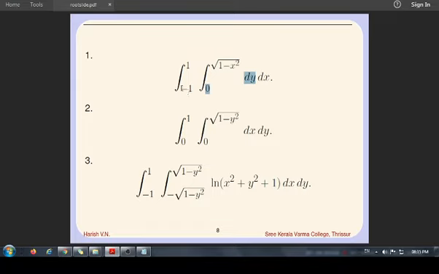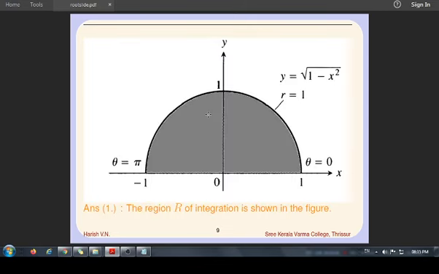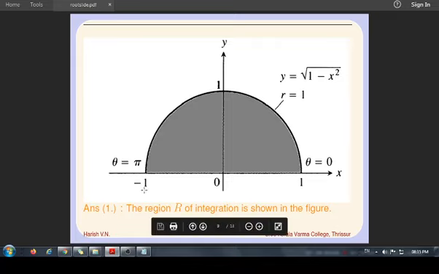And then x varies from minus 1 to 1. So first plot the unit circle. That's what you have to do. So let us plot the unit circle and take its upper half. So y is equal to under root 1 minus x square. Then x varies from minus 1 to 1. Okay. So this is the region R. This shaded portion is the region R.